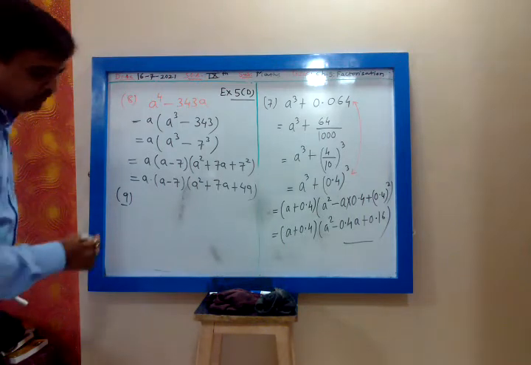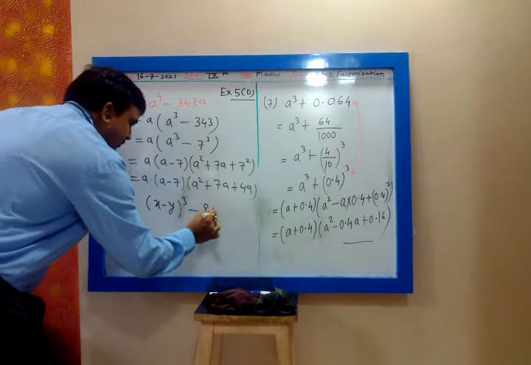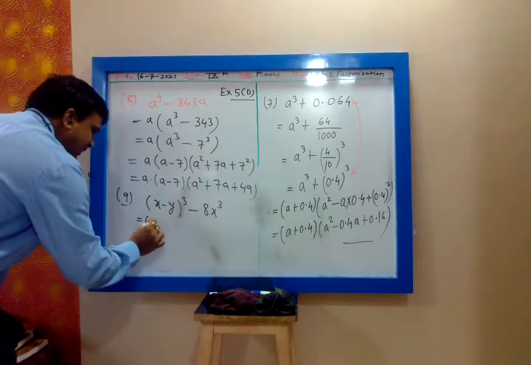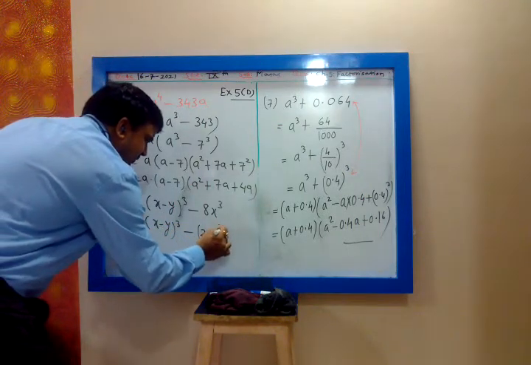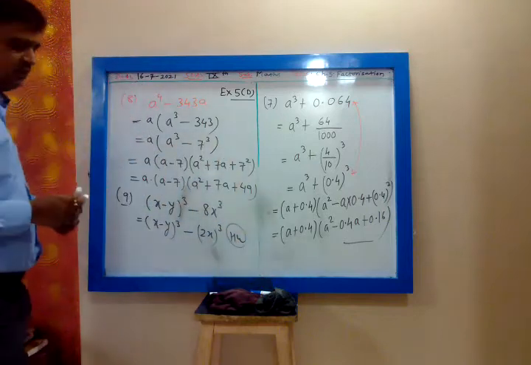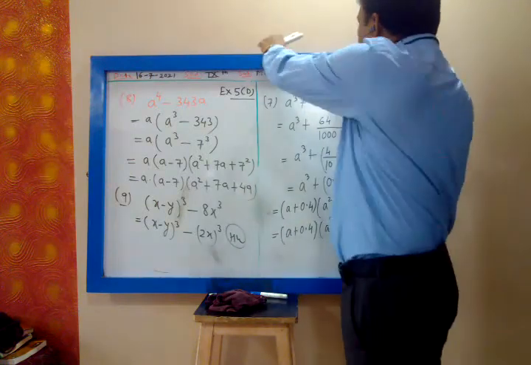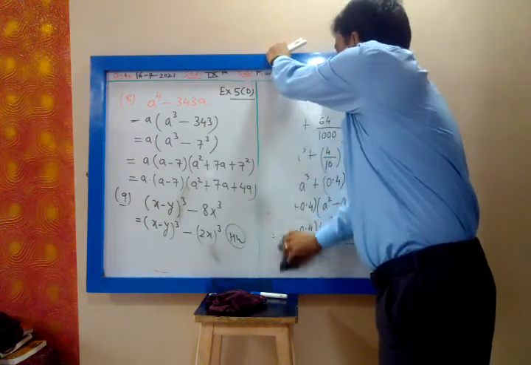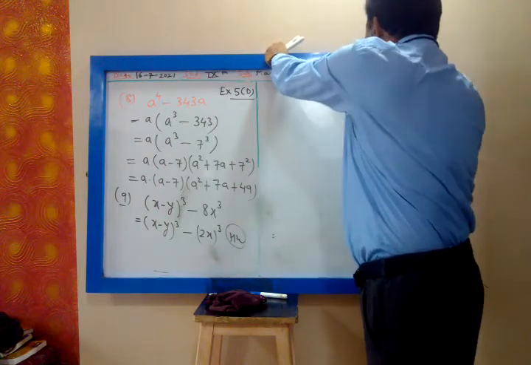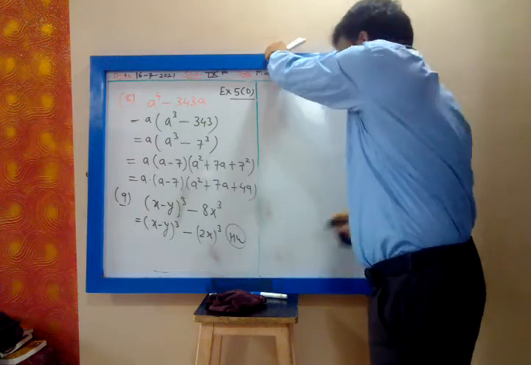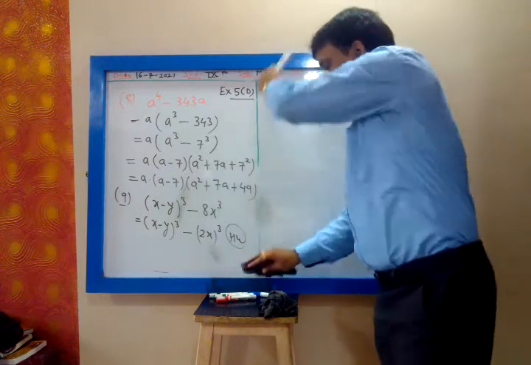The 9th one: x minus y whole cube minus 8x cube. This you can write as x minus y whole cube minus 2x whole cube. Further part is homework. 8x cube you can write as 2x whole cube. Then use the formula a cube minus b cube: a minus b into a square plus ab plus b square. You will get the required answer.